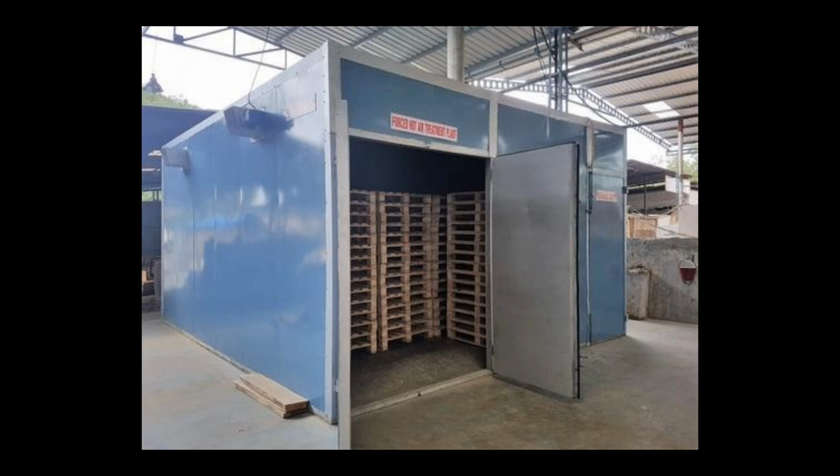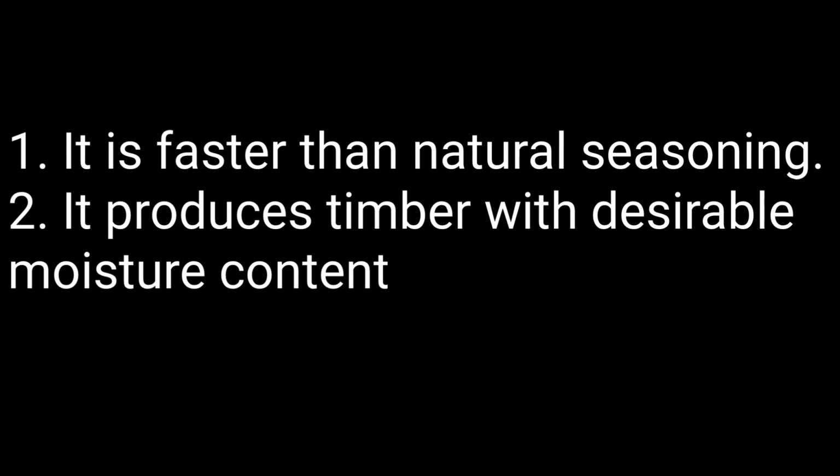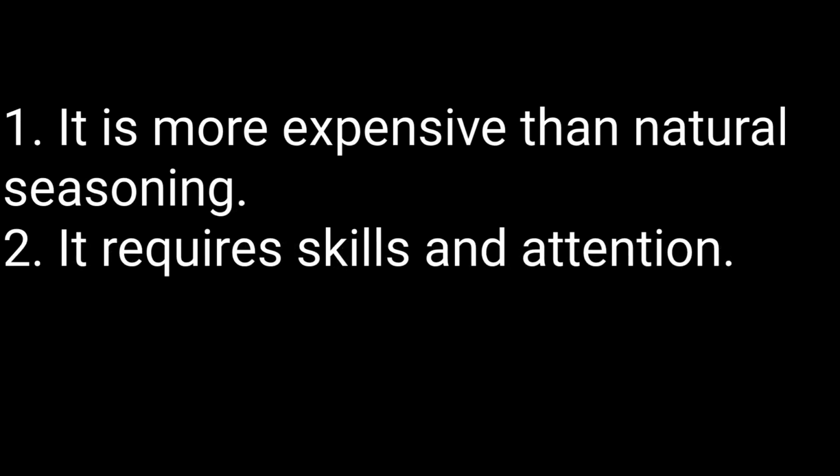There are some advantages and disadvantages of this method too. And let's see the advantages of artificial seasoning. 1. It is faster than natural seasoning. And 2. It produces timber with desirable moisture content for specific use. Disadvantages. 1. It is more expensive than natural seasoning. And 2. It requires skill and attention as the timber could be easily burnt off.